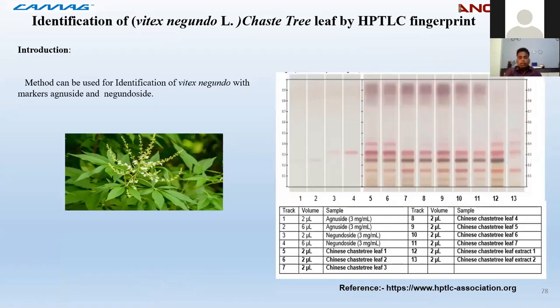First is the identification of Vitex negundo, which is the chastity leaf, by HPTLC fingerprinting. So the method can be used for identification of Vitex negundo with markers. There are two main markers, which are agnuside and negundoside. They took the different species from the Chinese and other different regions, and then they analyzed and identified.